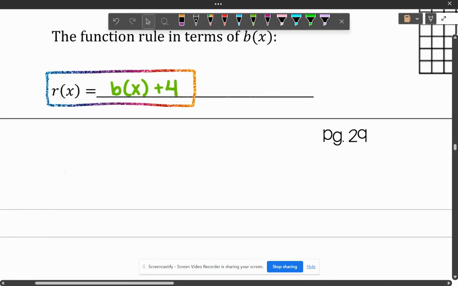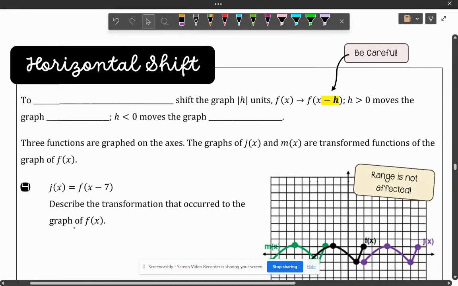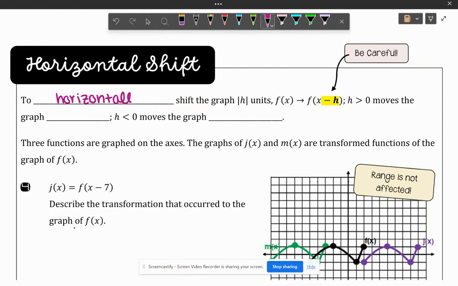All right. Now let's take a look at this horizontal shift. So to horizontally shift the graph h units, now instead of putting that number on the outside, we're going to put it next to the x on the inside of the parentheses. Okay, so if h is positive, then it's going to move the graph left, and if h is negative, it's going to move the graph right.